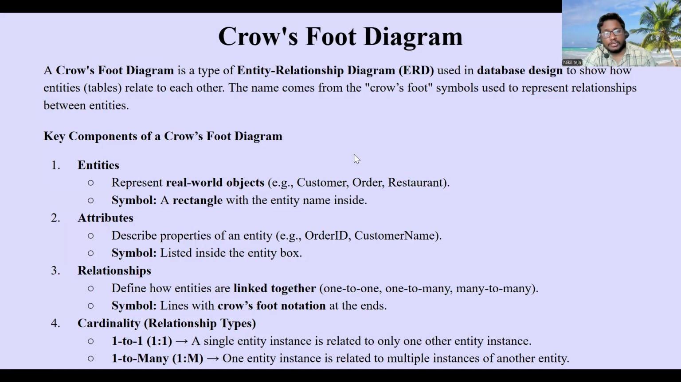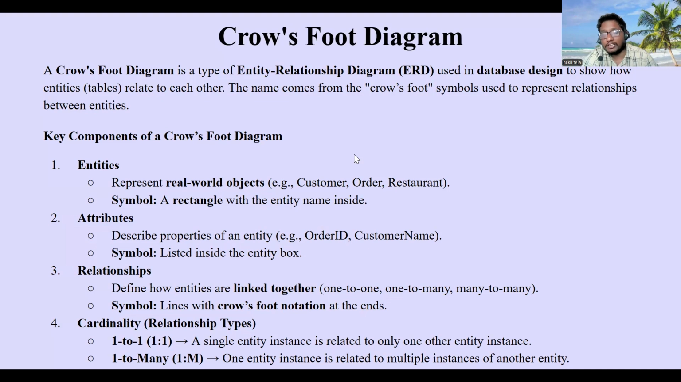So let's learn about key components of Crowfoot diagram, that is nothing but ERD, entity relationship diagram. First component is entities, which represent real world objects like customers, delivery partners, restaurant. These are entities, and they are interacting with the system.